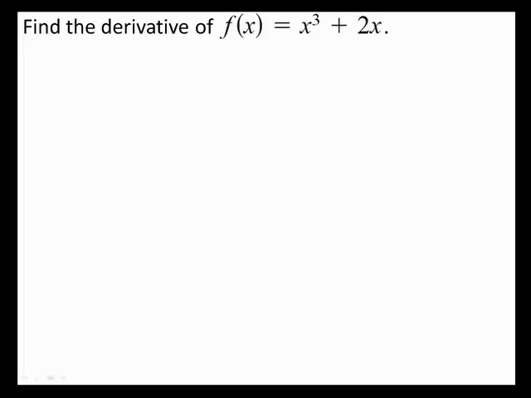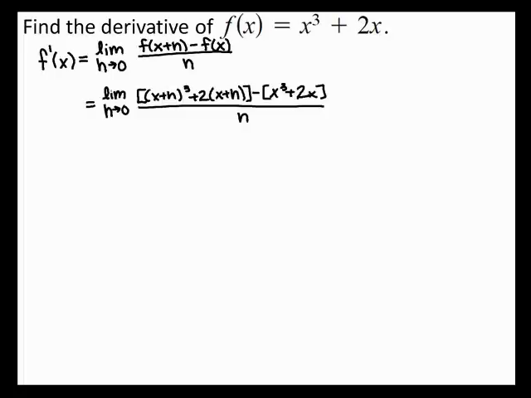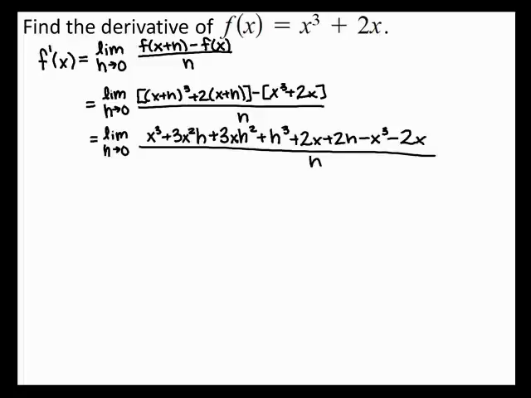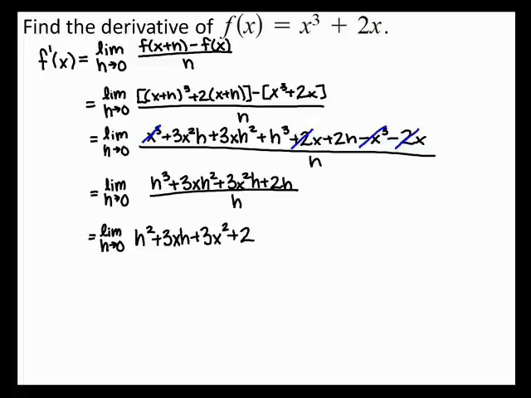Find the derivative of f(x) = x cubed + 2x. Use the formula: the derivative equals the limit of (f(x + h) minus f(x)) divided by h as h approaches 0. Substitute in f(x + h) and f(x). Simplify the quantity (x + h) cubed, 2 times the quantity x + h, and negative 1 times the quantity x cubed + 2x. Simplify the numerator. Simplify the fraction. Take the limit as h approaches 0. You find that the derivative is 3x squared + 2.